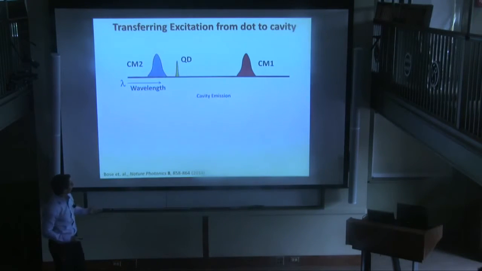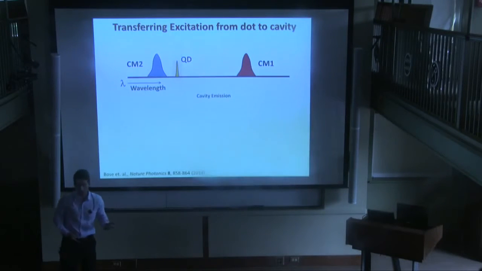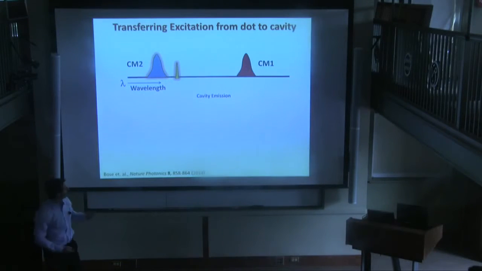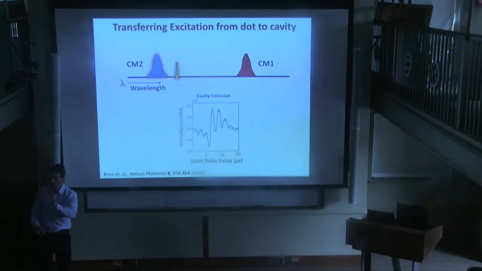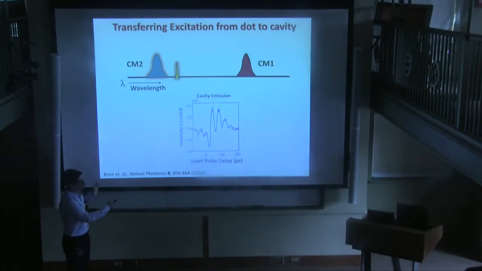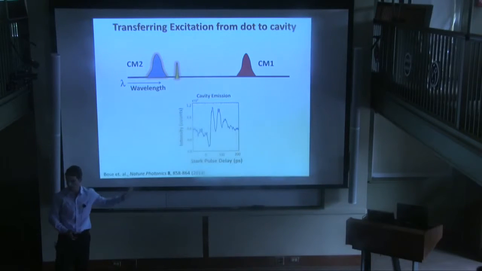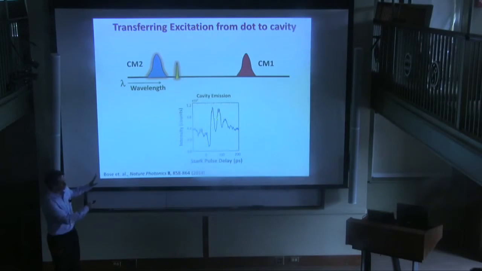We can do the reverse process. We can put light on the dot, we can then Stark shift it to the cavity, and we can try to see if emission comes from the cavity. And indeed it does. The spectrum looks a little more complicated than what you saw before. What you see is these oscillations. These oscillations are actually not a cavity effect. This is called a perturbed free induction decay.